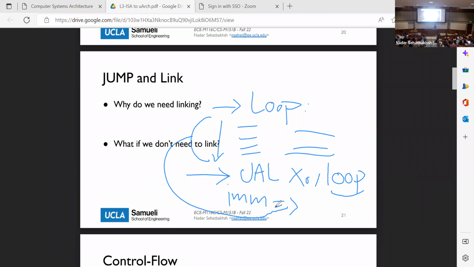The good news is that all these things are automated. But in homework, for example, we're going to ask you to give us the immediate, to understand this concept. And the immediate could be negative or positive. So you can either go up or go down in your program. Either of those two works. There was a question there.